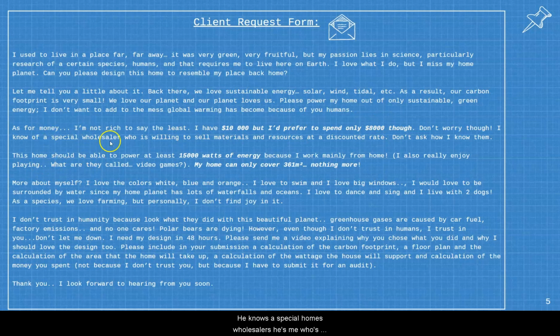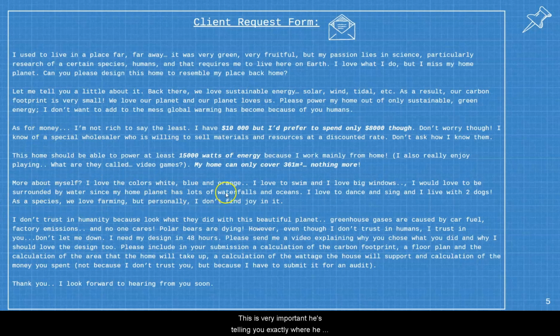He knows a special wholesaler, who is willing to sell materials and resources at a discounted rate. So we also provided you all of the materials and their prices within your challenge package for you to reference. A little bit more about himself. He loves the colors white, blue, and orange. He loves to swim and loves big windows. He would love to be surrounded by water since his home planet has a lot of waterfalls and oceans. He loves to dance and sing and lives with 2 dogs. As from his species, he loves farming, but personally, he doesn't enjoy it.